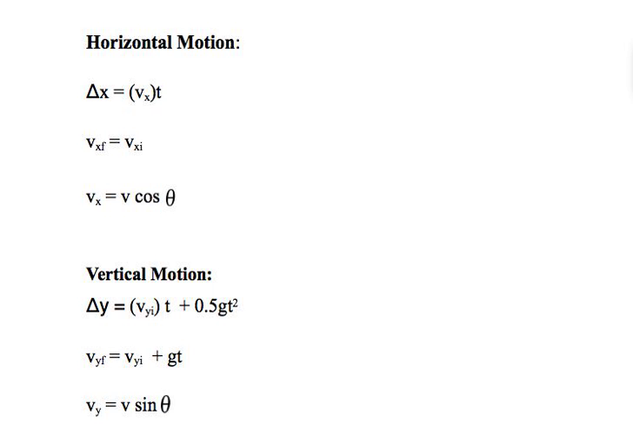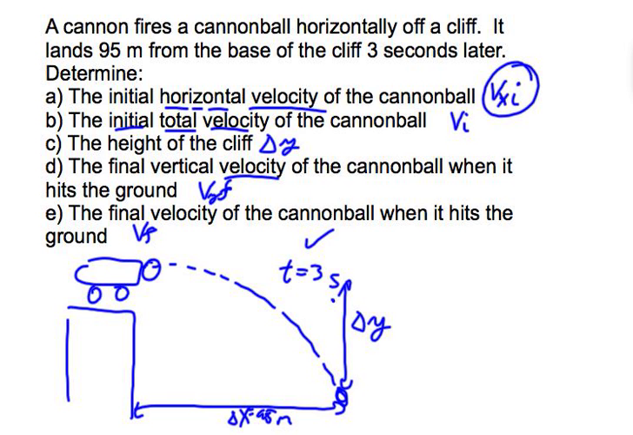And you say, wait a minute, this isn't vxi, this is vx. Well, if it doesn't say specifically vxi or vxf, it's the average velocity in the x direction. And the big thing is, in the x direction, the velocity never changes. So vxi, vxf, and vx are all the same thing. So we can use this equation to solve. Going back, delta x equals vx times t. I know delta x is 95 meters, vx is unknown, and t is 3 seconds.